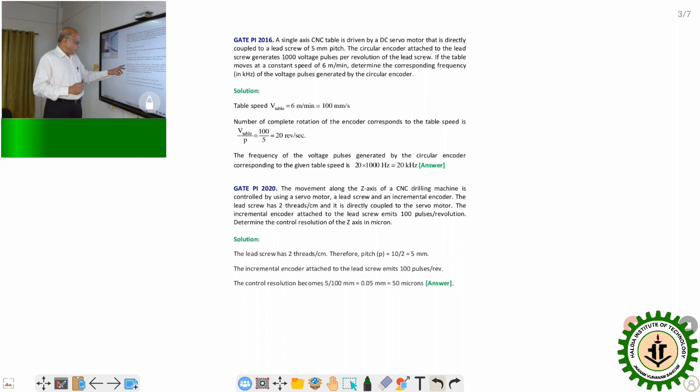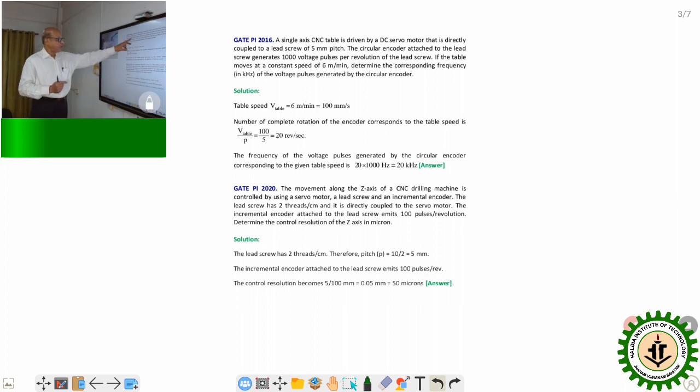Third problem, it is from GATE PI 2020. The movement along the Z-axis of a CNC drilling machine is controlled by using a servo motor, a lead screw, and an incremental encoder. That means the arrangement is the same. The lead screw has 2 threads per centimeter and it is directly coupled to the servo motor. Once again, the incremental encoder attached to the lead screw emits 1000 pulses per revolution.